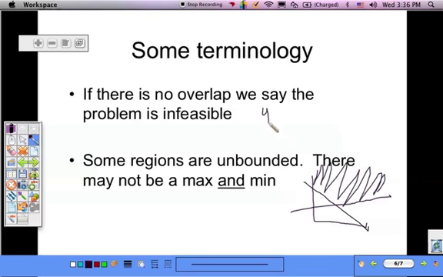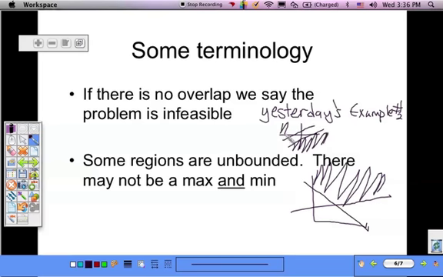One that's infeasible would be like yesterday's example 2. If you remember that graph, we had two parallel lines. I believe they were dashed yesterday, but we were shaded on the outside, so there was no solution. It was not a feasible option.